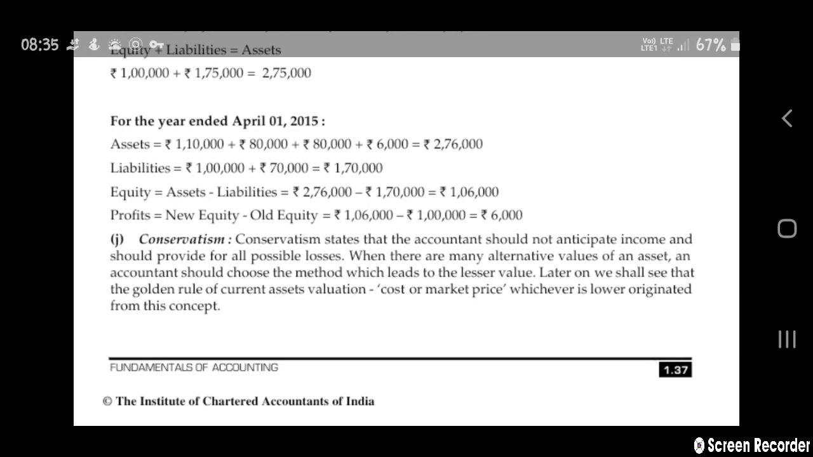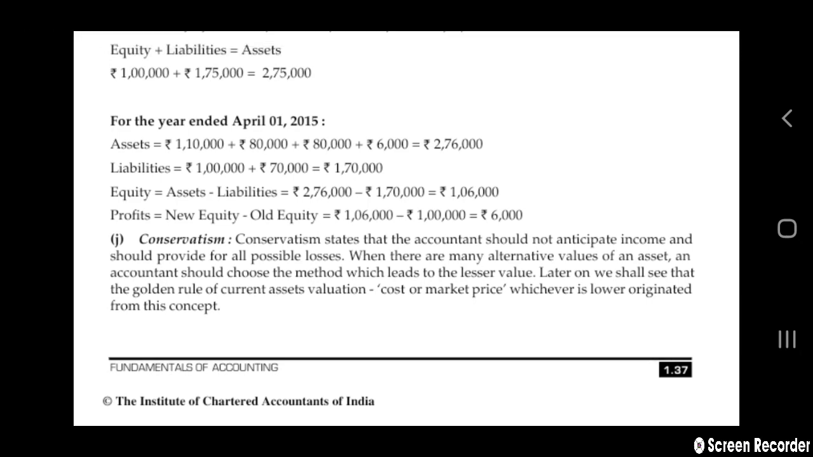When there are many alternative values of assets, the accountant should choose the method that leads to the lesser value. Later on, they shall see the golden rule of current assets valuation, that is, cost or market price, whichever is lower. That should be originated from the concept.